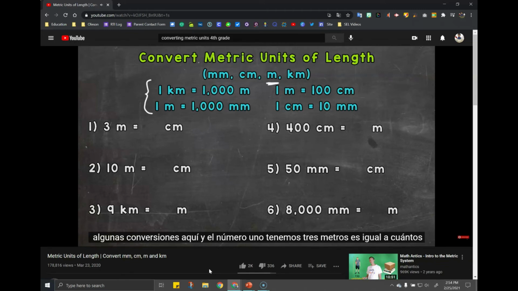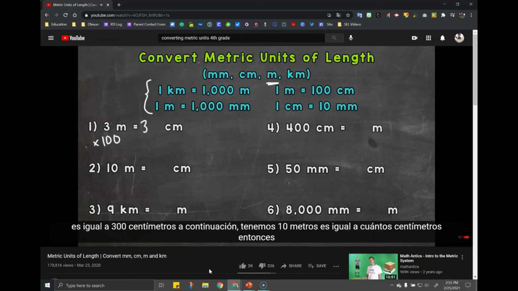So let's get into some conversions here. And number one, we have 3 meters equals how many centimeters? Well, 1 meter is 100 centimeters. So we have 3. 100, 100, 100. And whenever we go from meters to centimeters, we multiply by 100. So 3 meters equals 300 centimeters.